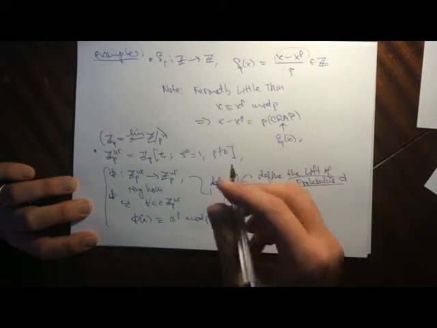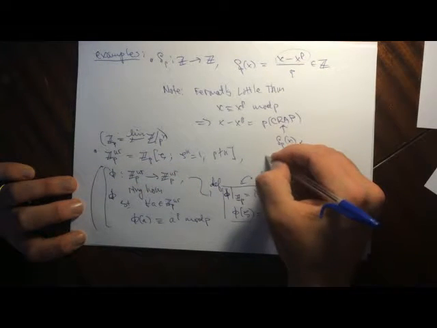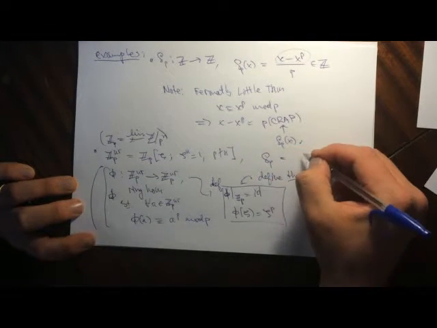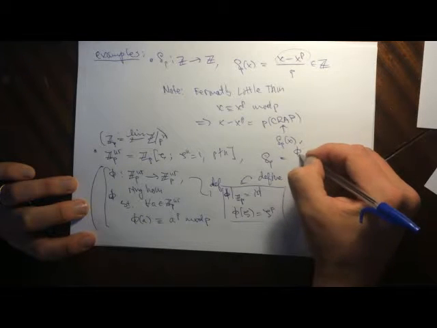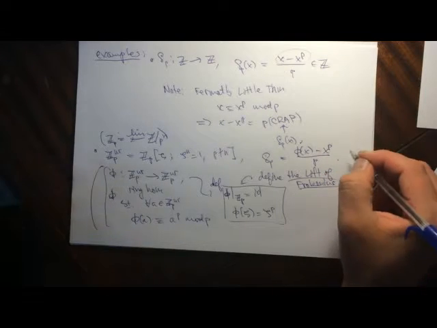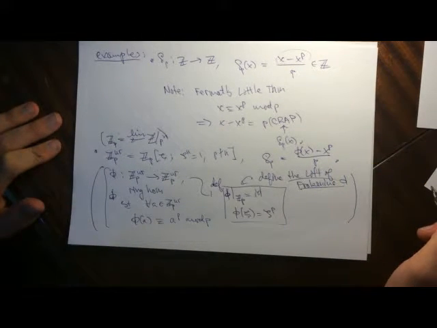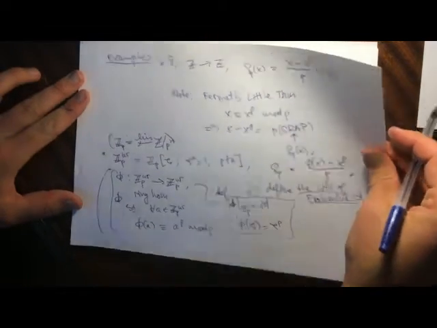phi. Okay, so this is the big aside here. Then delta p is given by the following formula: phi of x minus x to the p, divided by p. And you can check that this works. Okay, so there are lots of other examples.